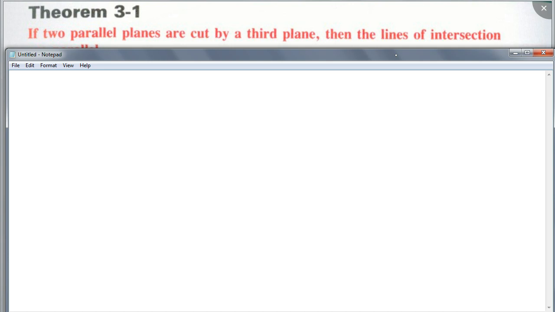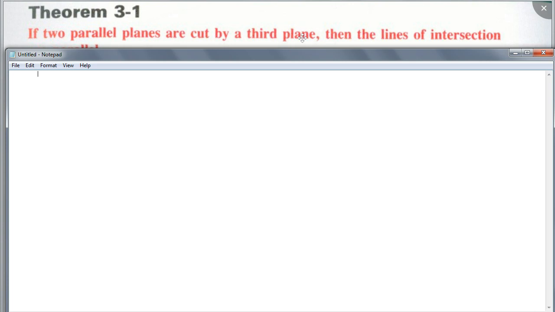Can somebody? Yeah, here you go. What do you think, Ethan? What do they mean by cut by a third plane? Yeah, a third plane goes through both of them. Exactly right. So first, look at what we have here. We have two planes that are parallel, right? If two parallel planes are cut by a third plane, then the line of intersection.